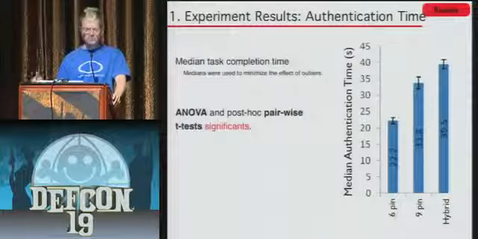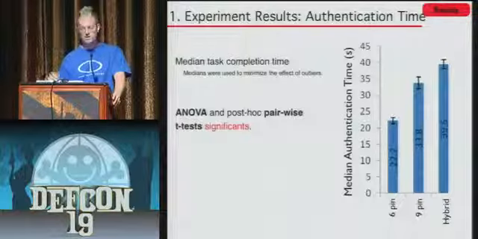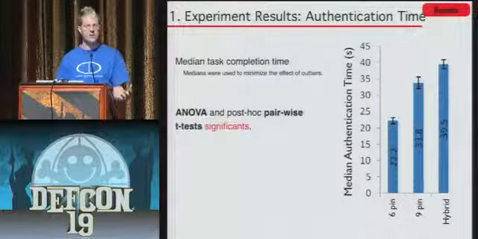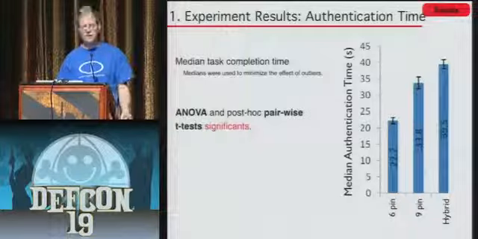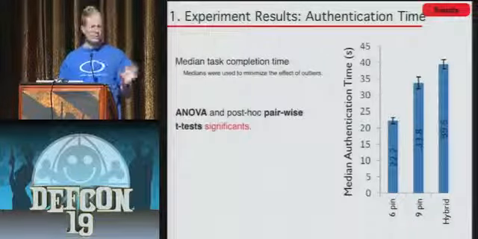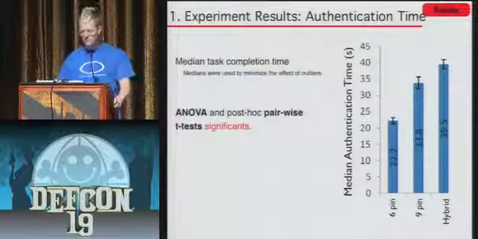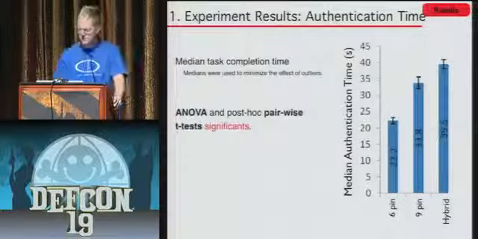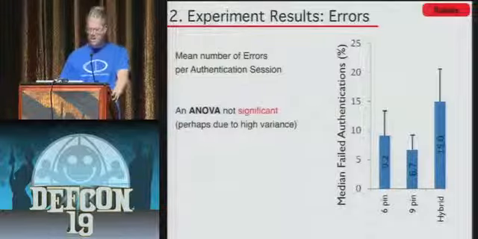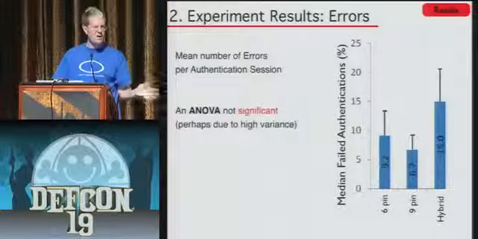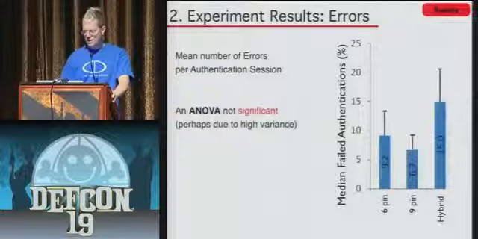So the results from this user study showed, first of all, that the different methods did take different amounts of time. As you would expect, a longer pin takes longer to enter, but the hybrid mode, entering the incorrect ones, even though it's a 6-digit one, took even longer, because there are 12 entries instead of 6. The number of errors was not significant, but possibly due to the high amount of variability of the study.